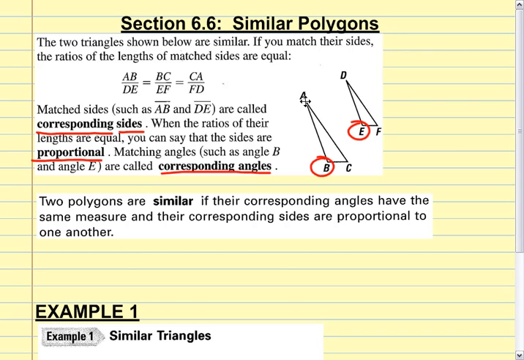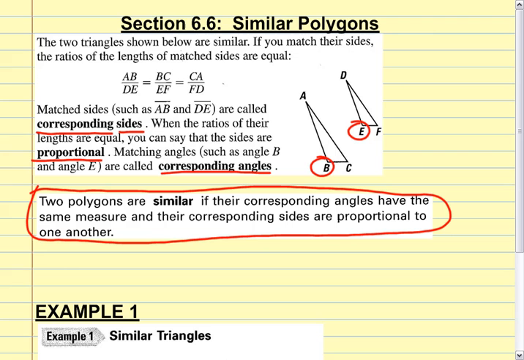Because here's the big part. This is the thing we want to know. Two polygons are similar if their corresponding angles have the same measure, and their corresponding sides are proportional. Those two things have to be true.